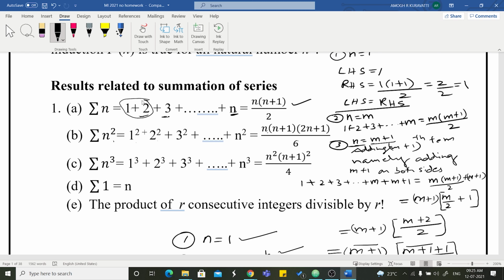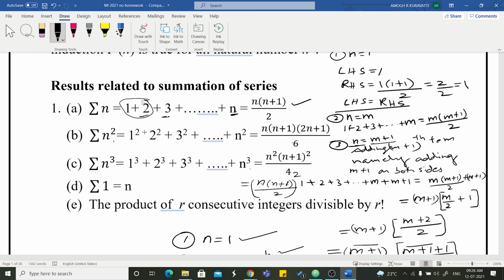So sigma n square, or prove by MI that sum of squares of n terms of the series is equal to n into n plus 1 into 2n plus 1 divided by 6. Whereas prove by mathematical induction that cubes of n terms of the series, like 1 cube plus 2 cube plus 3 cube and so on plus n cube, that is nothing but sigma n cube. Its formula is n square into n plus 1 whole power 2 by 4, or we can write like this, n into n plus 1 divided by 2 whole power 2. Both are same. Correct? That is n square, n plus 1 whole square, 2 square is 4.